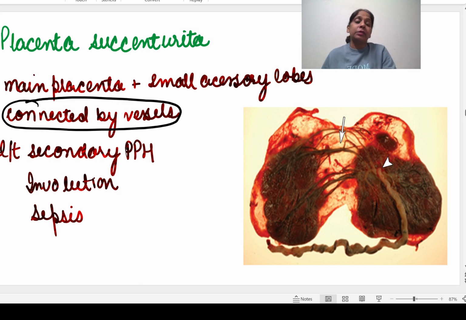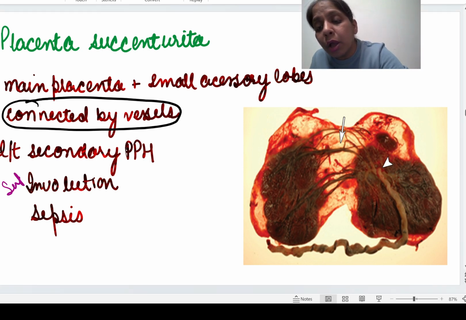Now, what happens during placenta removal? The main lobe comes out and the small lobe is left inside, and it leads to primary PPH or secondary PPH, most commonly secondary PPH. Subinvolution occurs, that is, involution does not occur properly. Then it also leads to sepsis.